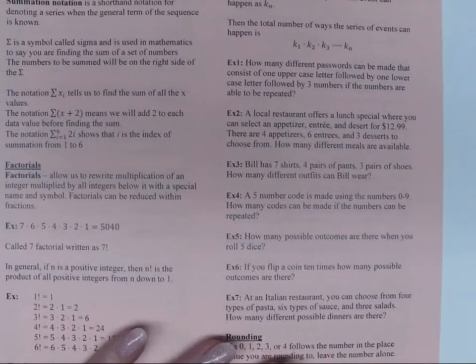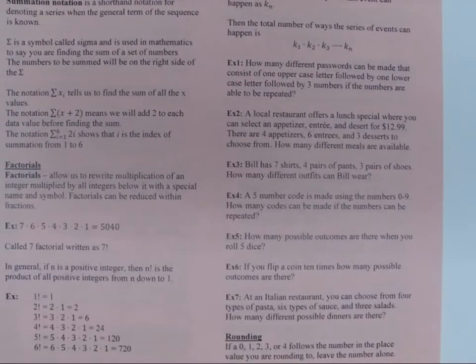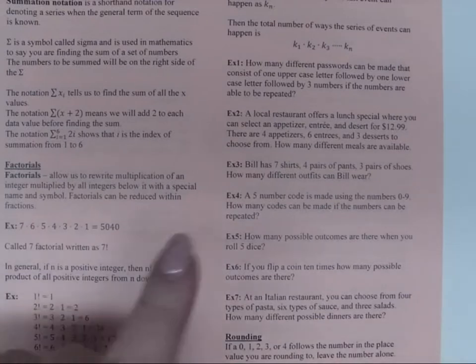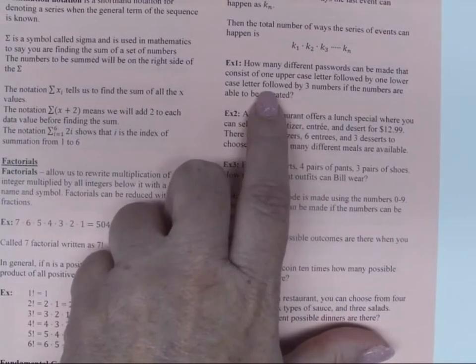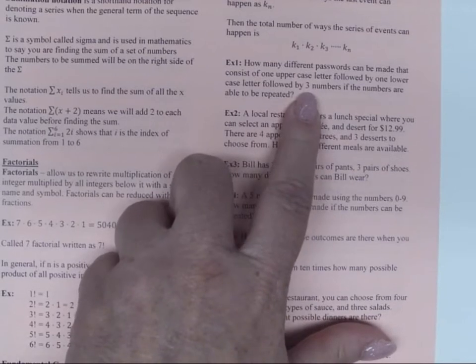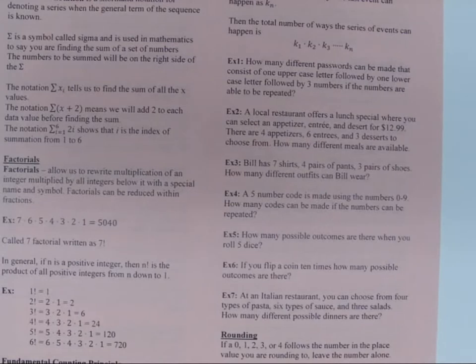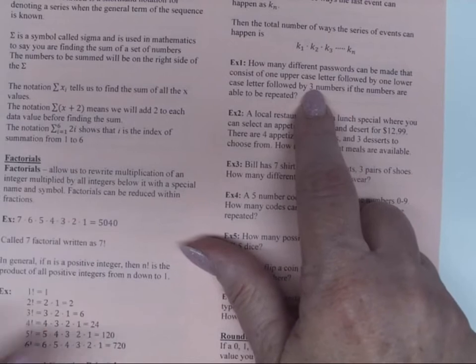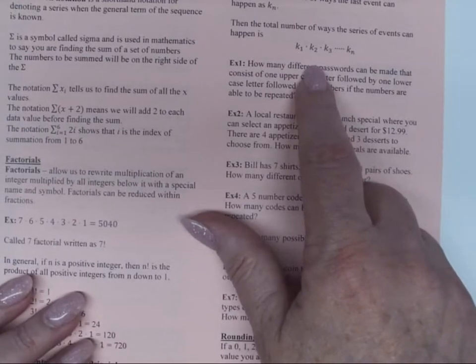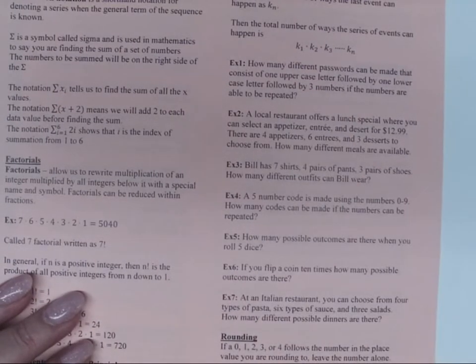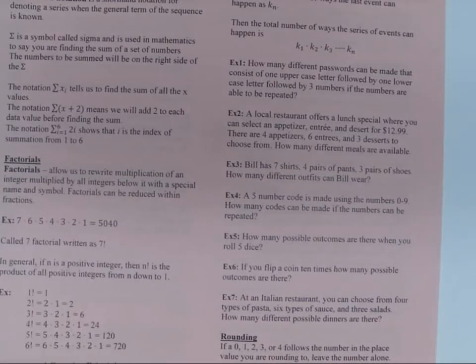So for example 1, we want to know how many different passwords can be made that consist of one uppercase letter followed by one lowercase letter followed by 3 numbers, if the numbers are able to be repeated. So that's the numbers and the letters. They can be repeated. We worry about the numbers especially because we're using 3 numbers. Since we're only using one uppercase and one lowercase, we don't have to worry about repetition so much, but in what we're doing, we're not worrying about whether or not it repeats.